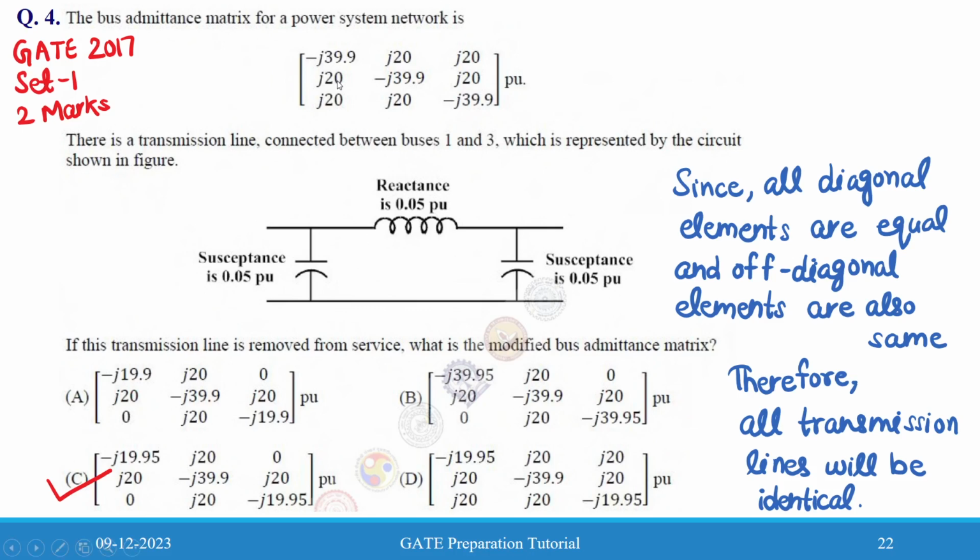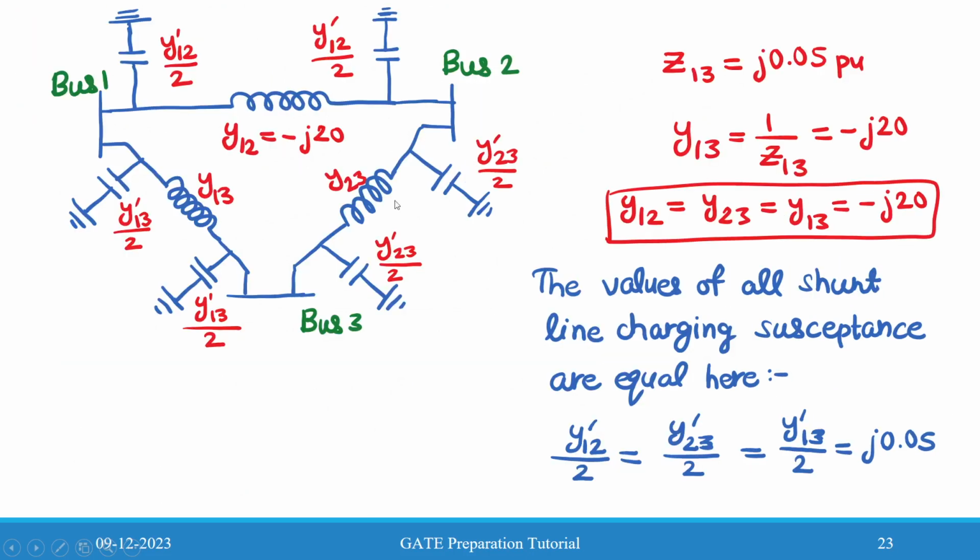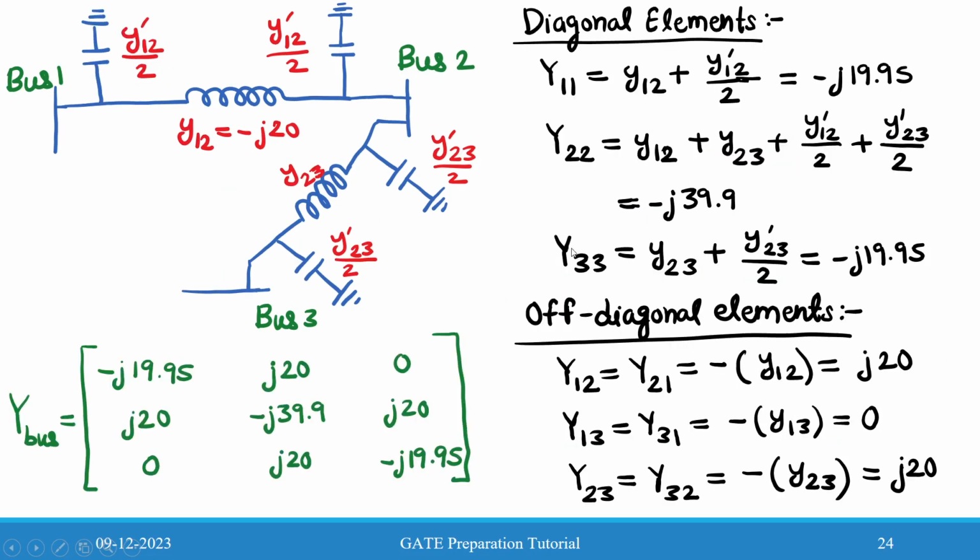Here we can also say that all the diagonal elements are equal and the off diagonal elements are also the same. Therefore, all transmission lines 1, 2, and 3 are identical. And one transmission line is given here, so you can directly write all the values, and on removing this line connected between bus 1 and 3, you will get the final answer.